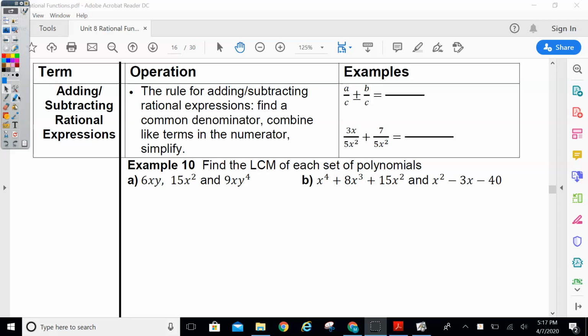Okay, the last topic we're going to do in operations and rational expressions is adding and subtracting. So we want to think about how do we add and subtract regular fractions. Well, we know we have to have a common denominator.